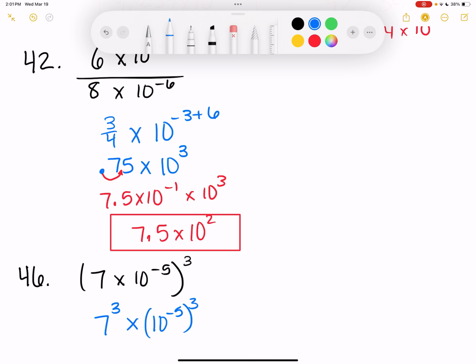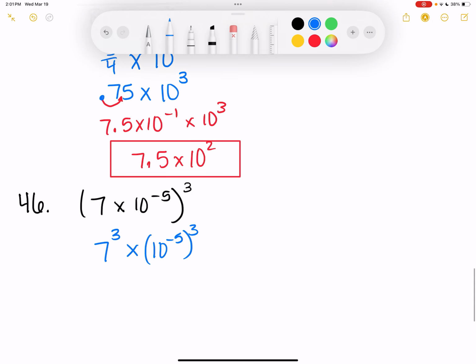When I have a power raised to a power, what do I do? Multiply. So that's going to be times 10 to the what? Negative 15. Wait, what's 7 cubed? 343.